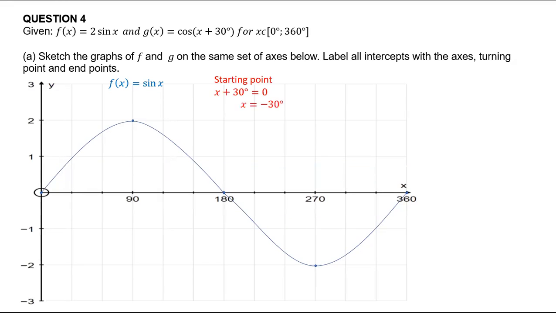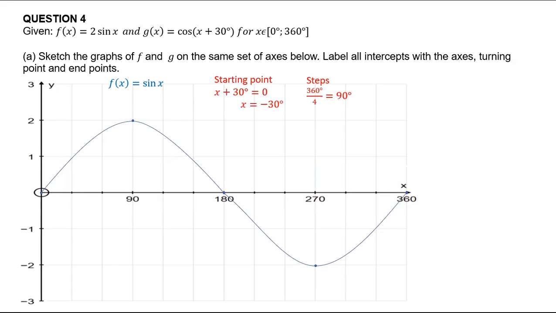So I know that I will start at negative 30, and then I'll just find my period. For me to find the period, I'll just take the coefficient of the angle there, which is just 1. So when you take 360 divided by 1, it'll just give you 360. And then you will take 360 divided by 4, so it means that it'll complete the circle after every 90 degrees.